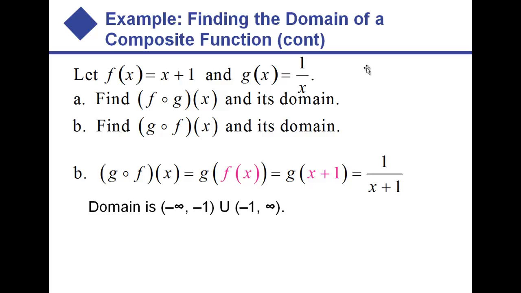So the example here is g of f of x, which ends up giving you 1 over x plus 1, and so obviously the problem is we can't let x equal negative 1.